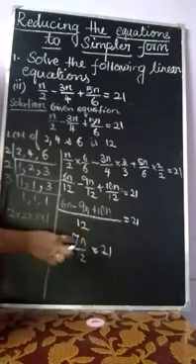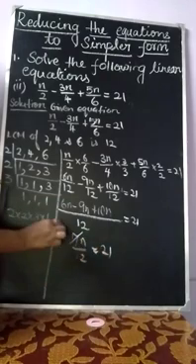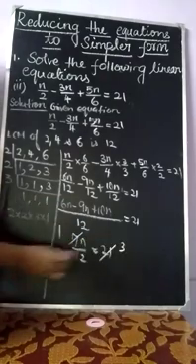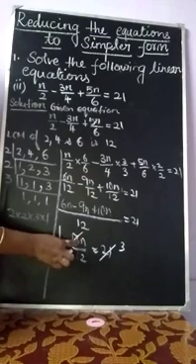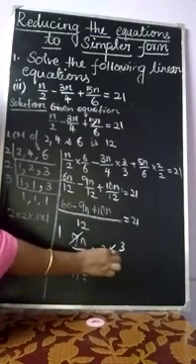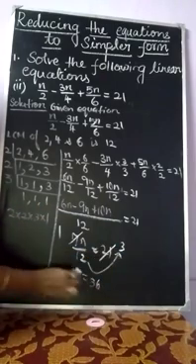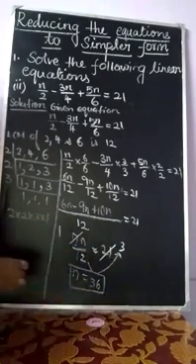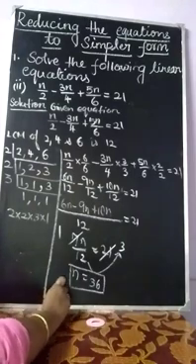Now we have to cancel the LHS value and RHS value. 7 1s are 7, 7 3s are 21. So we need the n value, no? So we have to use the cross multiplication method. n is equal to 12 into 3, which is 36. So n equal to 36. This is the required solution.